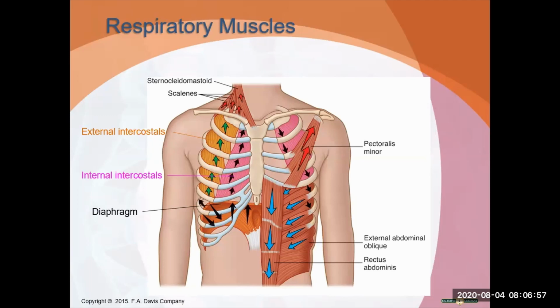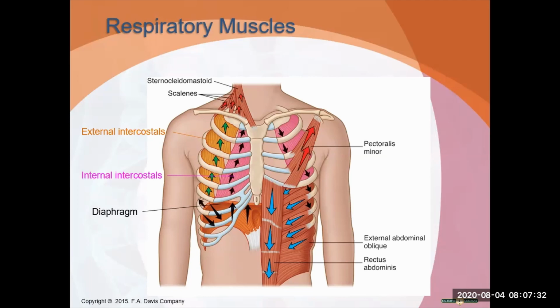Inspiration. The external intercostal muscles pull the ribs upward and outward, widening the thoracic cavity. The internal intercostals help elevate the ribs. The diaphragm contracts, flattens, and drops, pressing the abdominal organs downward and enlarging the thoracic cavity. Air rushes in to equalize pressure.